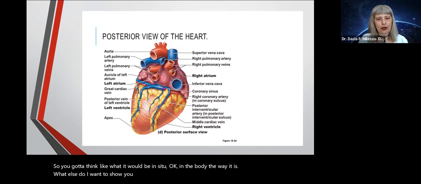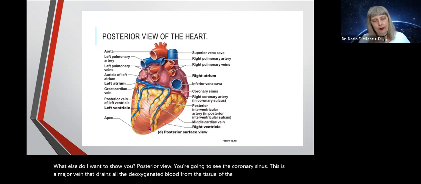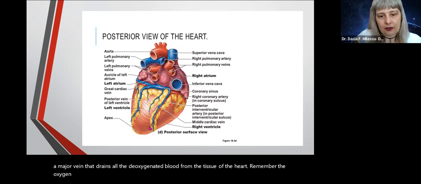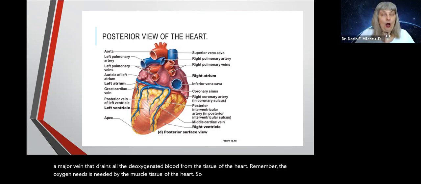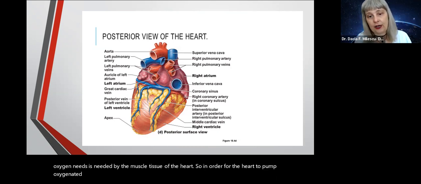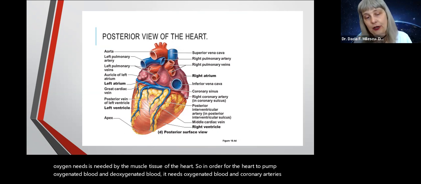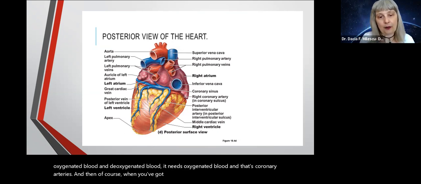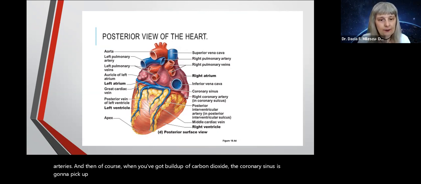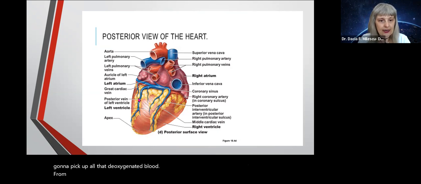What else did I want to show you? Posterior view, you're going to see the coronary sinus. This is a major vein that drains all the deoxygenated blood from the tissue of the heart. Remember, the oxygen is needed by the muscle tissue of the heart. So in order for the heart to pump oxygenated blood, it needs oxygenated blood, and that's the coronary arteries. And then, of course, when you've got buildup of carbon dioxide, the coronary sinus is going to pick up all that deoxygenated blood from its tributaries, like the posterior vein of the left ventricle and the middle cardiac vein, etc.